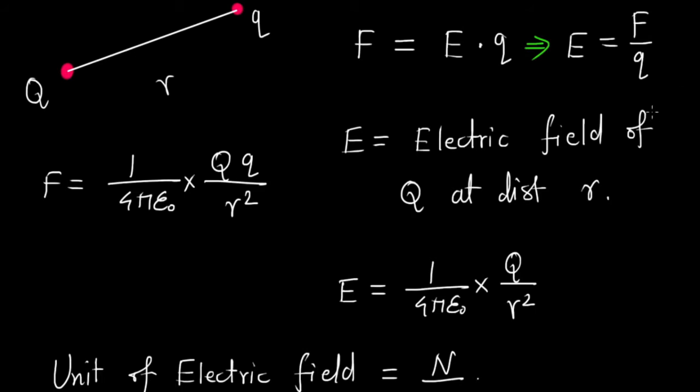Now in this case we wanted to find out the electric field of capital Q. So capital Q is known as the source charge, and we brought small q to detect the electric field of capital Q. So small q is known as the test charge, and the convention is to use a positive test charge which is very small in magnitude.